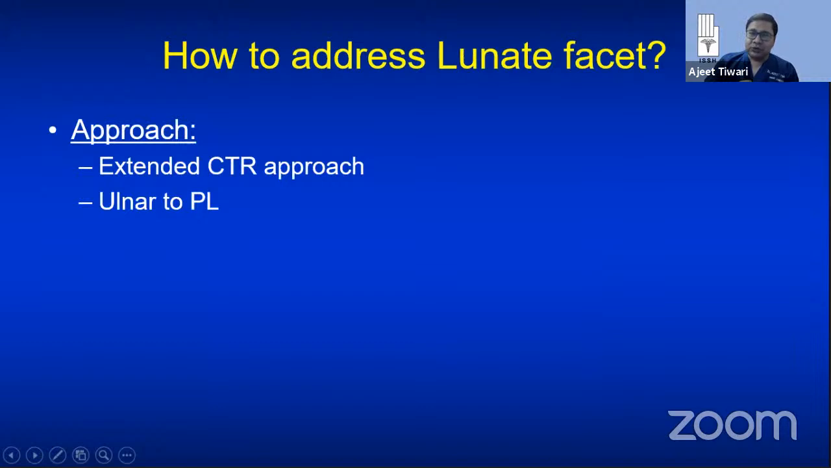So how to address this lunate facet fragment? If there's an isolated fracture of the lunate facet fragment, you can go in between the palmaris longus and the ulnar nerve. This is the midline approach. There should be an extended carpal tunnel approach. You should open the carpal tunnel because you should see this fragment completely. Otherwise, it will be difficult to hold because this fragment is quite distal. So complete exposure of the fragment is important.